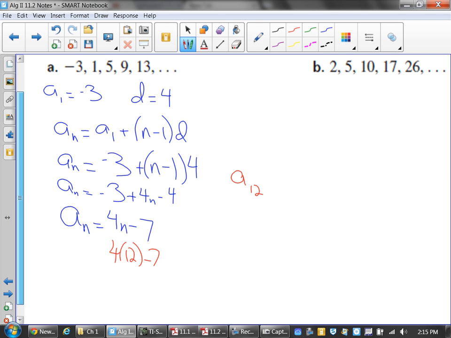What about that second sequence? 2, 5, 10, 17, 26. It's not arithmetic, so what do you do? You leave it, nothing. You say no, because it doesn't fall into the terms of an arithmetic sequence to write out the rule. It's still a sequence, yes.